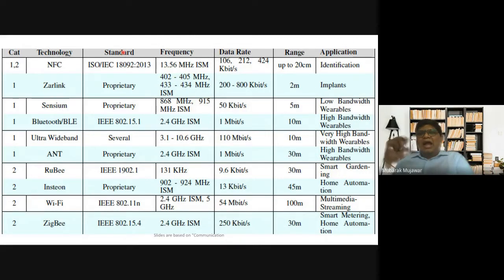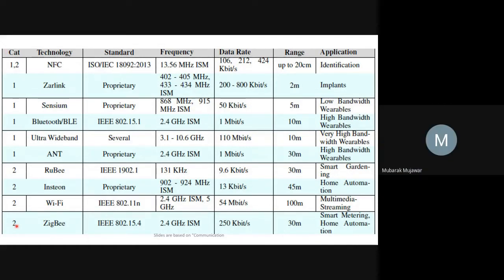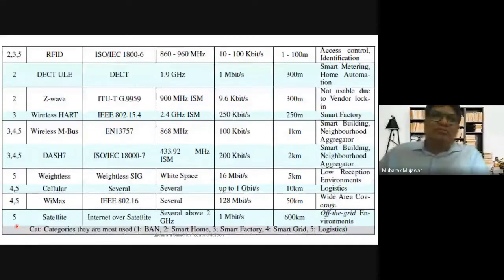Additionally, we also have categories. Category 1, 2, 1, 1, 1, 2, 2, 2. Or if I go to the next one, we have category 2, 3, 5, 4, all those things. So interestingly, all these categories are for our five different application domains.